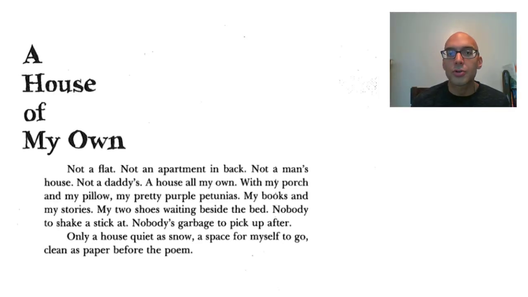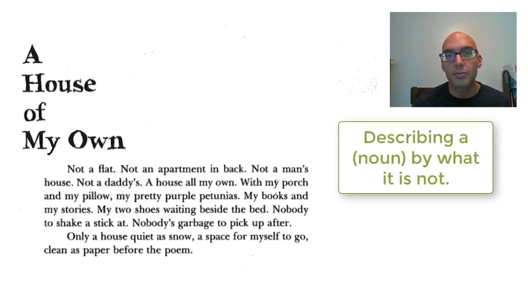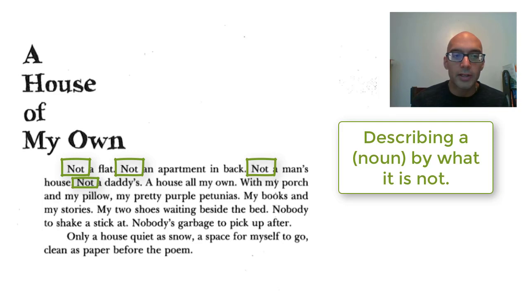So, our story of A House on Mango Street started in a very similar way. Miss Keener talked about using a description of a house by describing what it is not. And in the same craft move, Cisneros does it again. She opens up describing her future house by what it is not, right? It's not a flat, it's not an apartment in back, it's not a man's house, it's not a daddy's. And in this moment, we're starting to visualize what this house could be like.